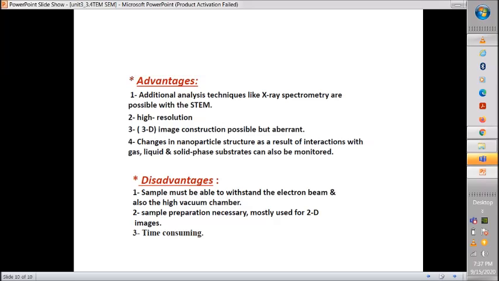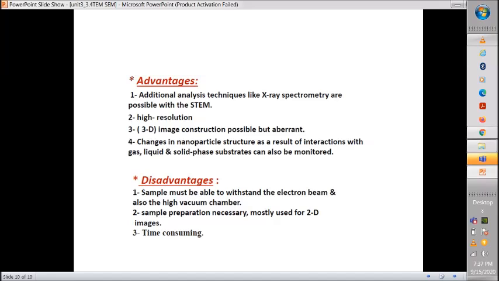The advantages are that with the TEM, additional analysis techniques like X-ray spectroscopy are possible, high resolution is available, and 3D image construction is possible but aberrant. Changes in nanoparticle structure as a result of interactions with gas, liquid, and solid phase substrates can also be monitored.